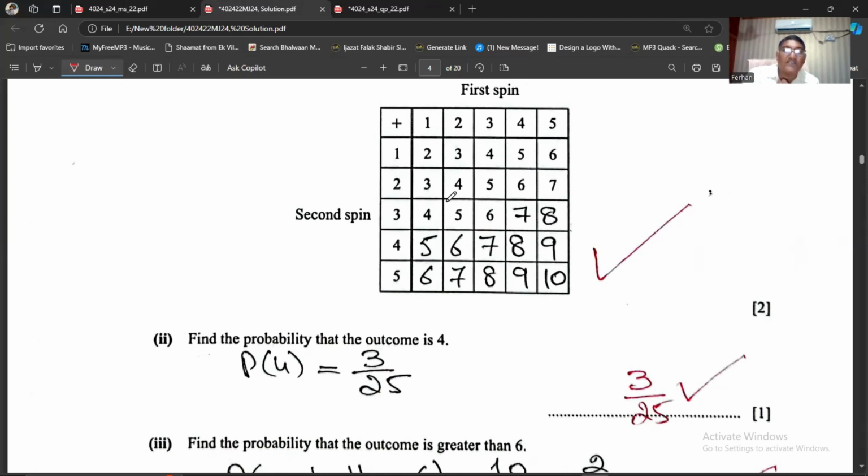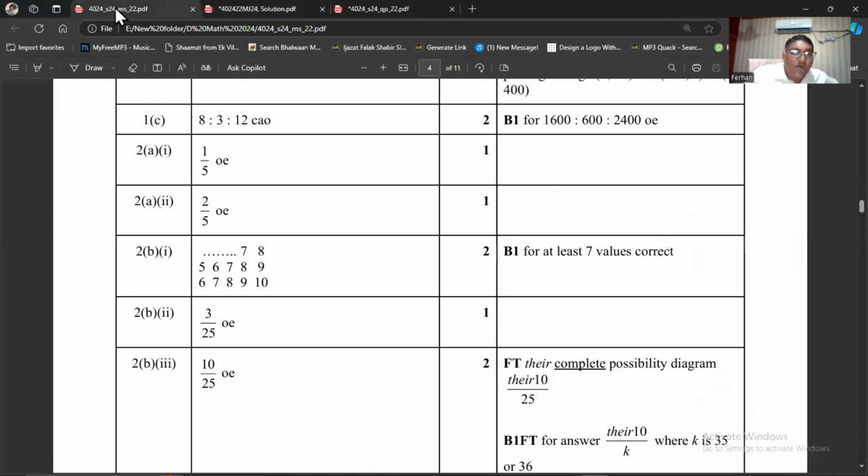4, sorry, 1, 2, 3. The 4 is written 3 times. This 4 is not in the answer. 1, 2, 3. So that is 3 by 25. Our answer is right.